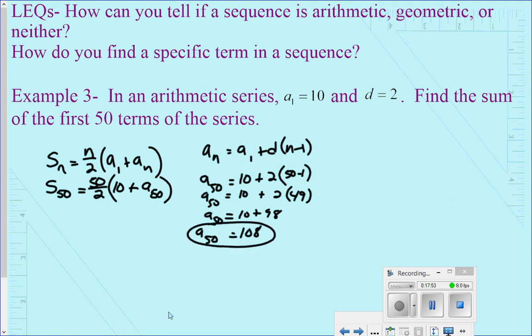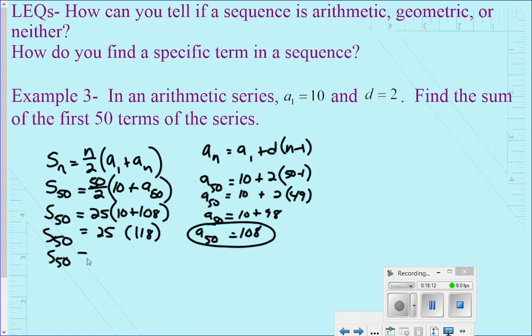So I'm substituting in 108 for a sub 50. So 25 times 10 plus 108, which is 118 times 25. And when I multiply 25 times 118, I'm getting 2,950, which is my final answer.